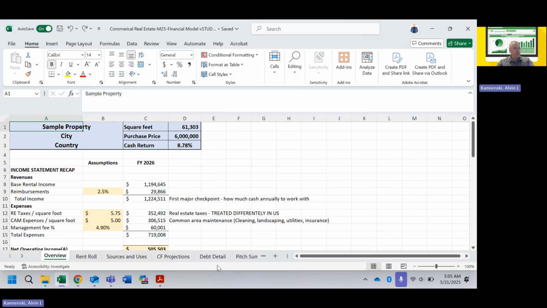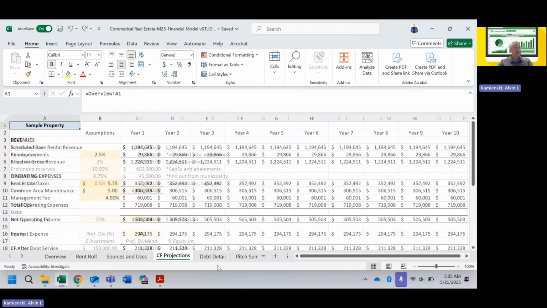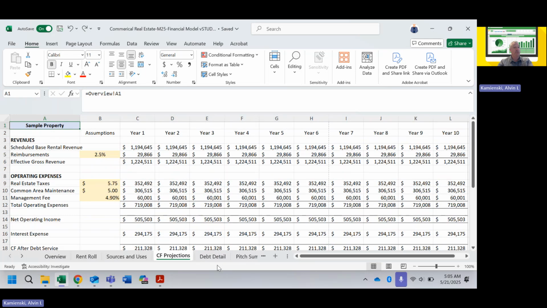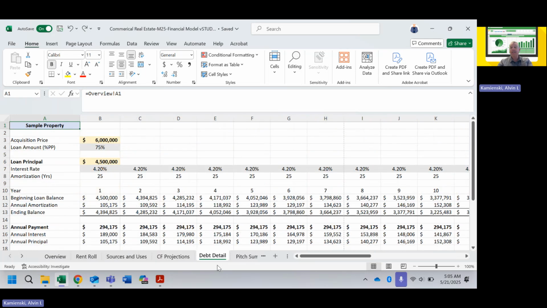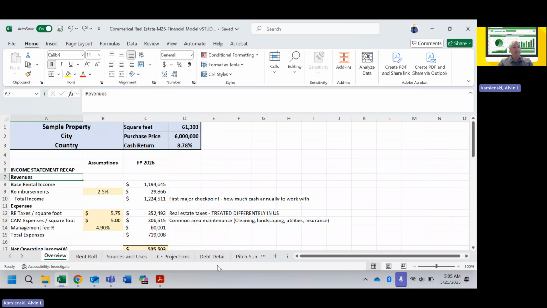Within your overview, then, come a series of assumptions that apply then to the rest of these 4 statements: the rent roll, the sources and uses, the cash flow projections, and the debt detail. For example, you would start with something like, how will the property generate income? Well, its revenues come from 2 different sources in my model. The base rent provides the major source of the cash flow. That's tenants paying for their leases in the property.